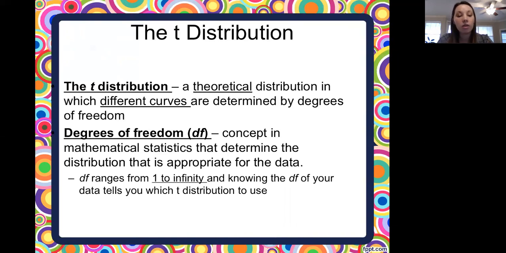Degrees of freedom ranges from 1 to infinity, and knowing your degrees of freedom tells you which t-distribution to use. We have to know our n in order to calculate our degrees of freedom. So we need to know how many people we have in our sample in order to calculate degrees of freedom, which we'll see on the next slide here.